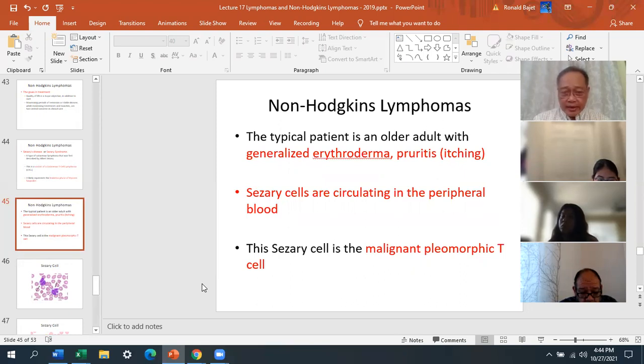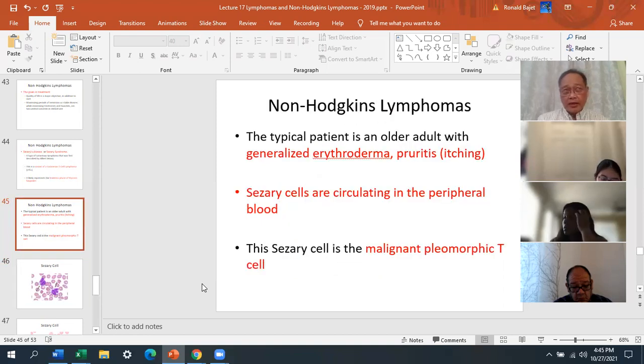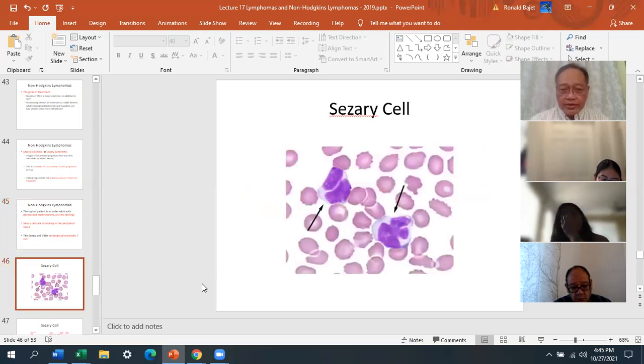The Sézary cell, because it's the malignant phase of the Mycosis Fungoides, is the malignant pleomorphic T cell. Okay, so these are T cells, but now they're malignant. This is not a good stage of the Mycosis Fungoides. So the Sézary cell is the malignant pleomorphic T cell. It happens probably because either treatment was lacking or treatment was late or they caught it late. So these are Sézary cells.